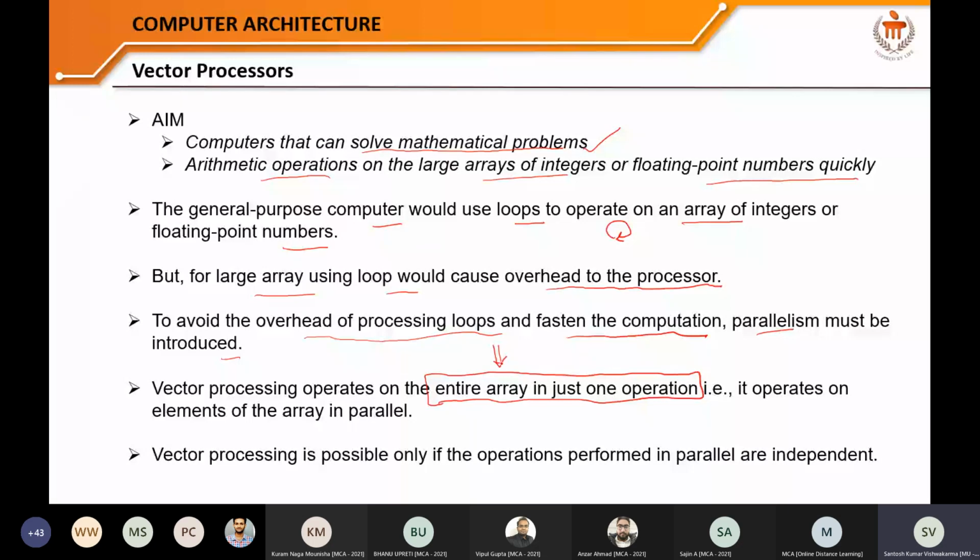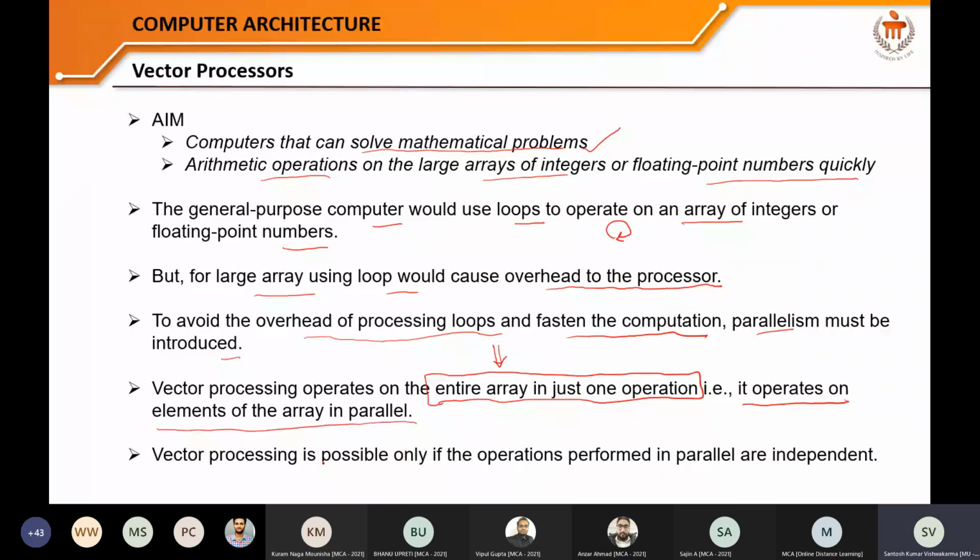If they are dependent on each other, then definitely the answer is no. But if they have this property, that they are independent of each other, then definitely we can have an operation in a single go, and that is the beauty of working with vector processing. So the idea is it operates on elements of the array in parallel.